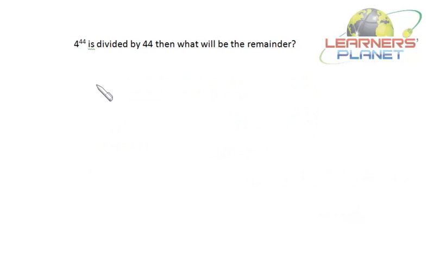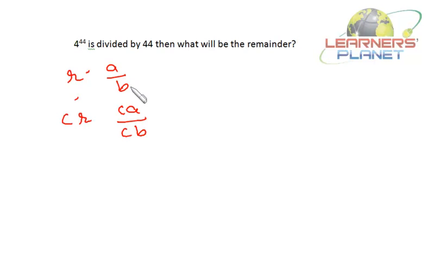Now let's see this problem. If 4 raised to 44 is divided by 44, then what will be the remainder? Friends, we had discussed in our previous session that if R is the remainder when A is divided by B, then CR will be the remainder if CA is divided by CB. So we'll be using the same funda over here. You have to just recall the concept which we have already discussed in our theory of numbers session. Either you can go to the session once again, or I can just make a recap over here.